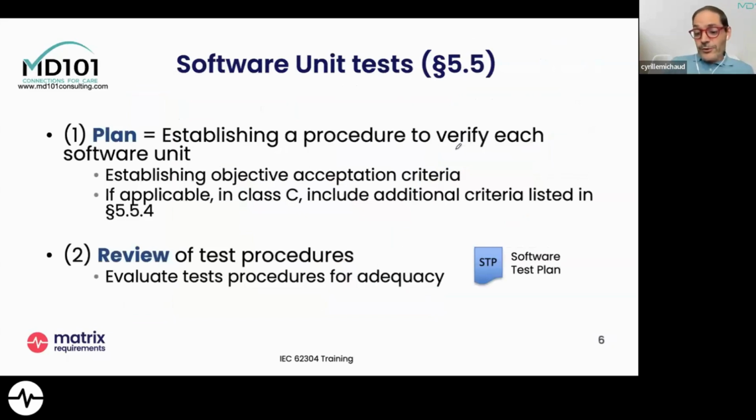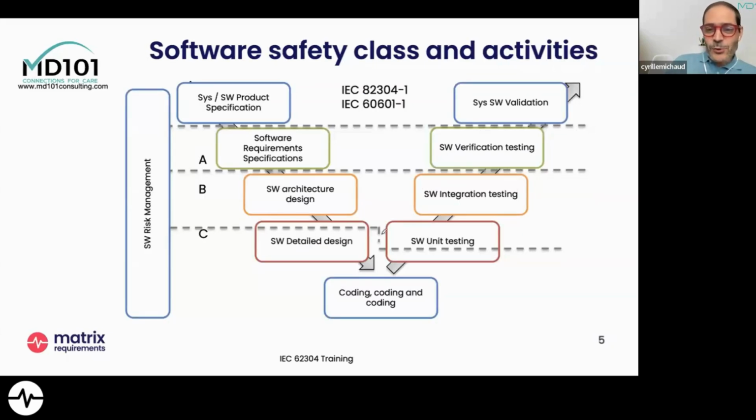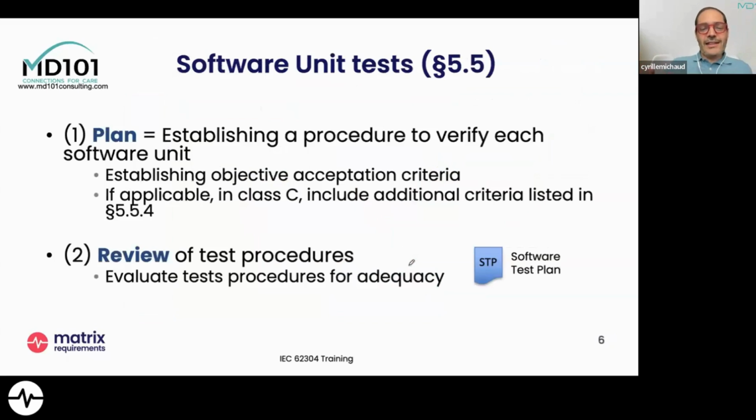So we start first with unit test, the bottom of the V-cycle. This part, software unit test, is something that you have to address in class B and class C. And in software unit test, you are going to retrieve a pattern that you also retrieve in unit test, integration test, and software system testing.